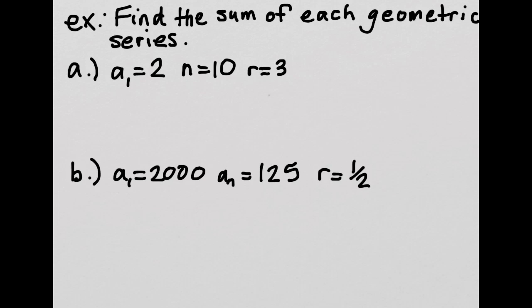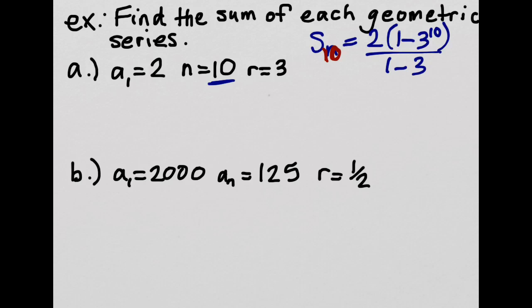Okay, we want to find the sum of each geometric series. So we're going to use that sum formula. So the S of n, we don't know yet, but we know that n is 10. I won't forget that this time. So we could really write that as 10. Okay, the sum of the first 10 terms is going to be a of 1, which we're given as 2, times 1 minus the common ratio, which is 3, to the n power, which is 10, all over 1 minus the common ratio, which is 3.